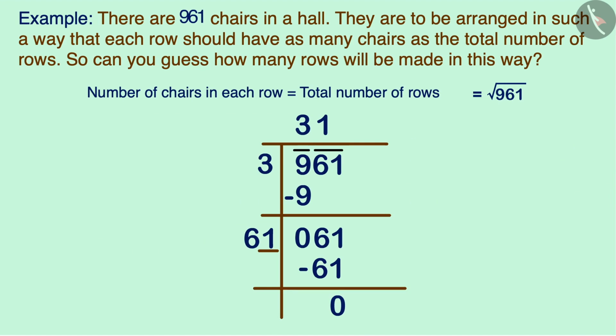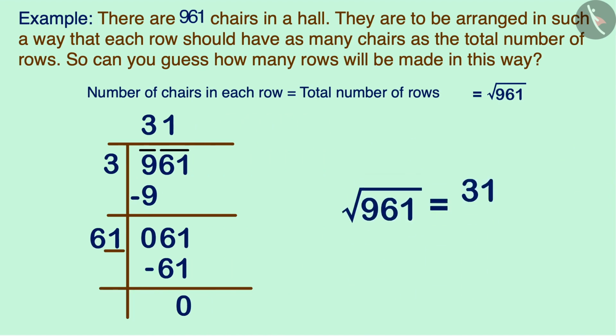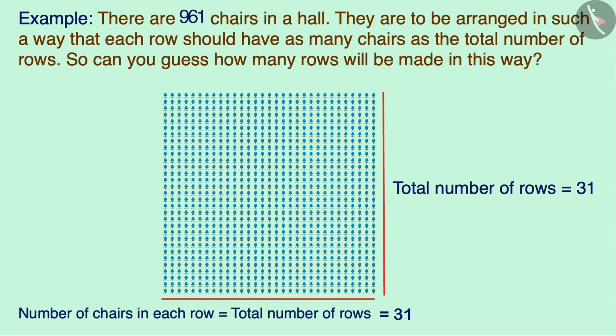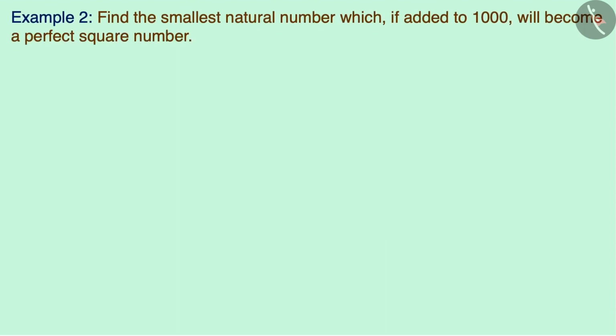Now there are no digits left in the given number. Thus, we are getting 31 as the square root of 961. So, the hall will have a total of 31 rows of chairs and each row will have 31 chairs. Let us now see another example.